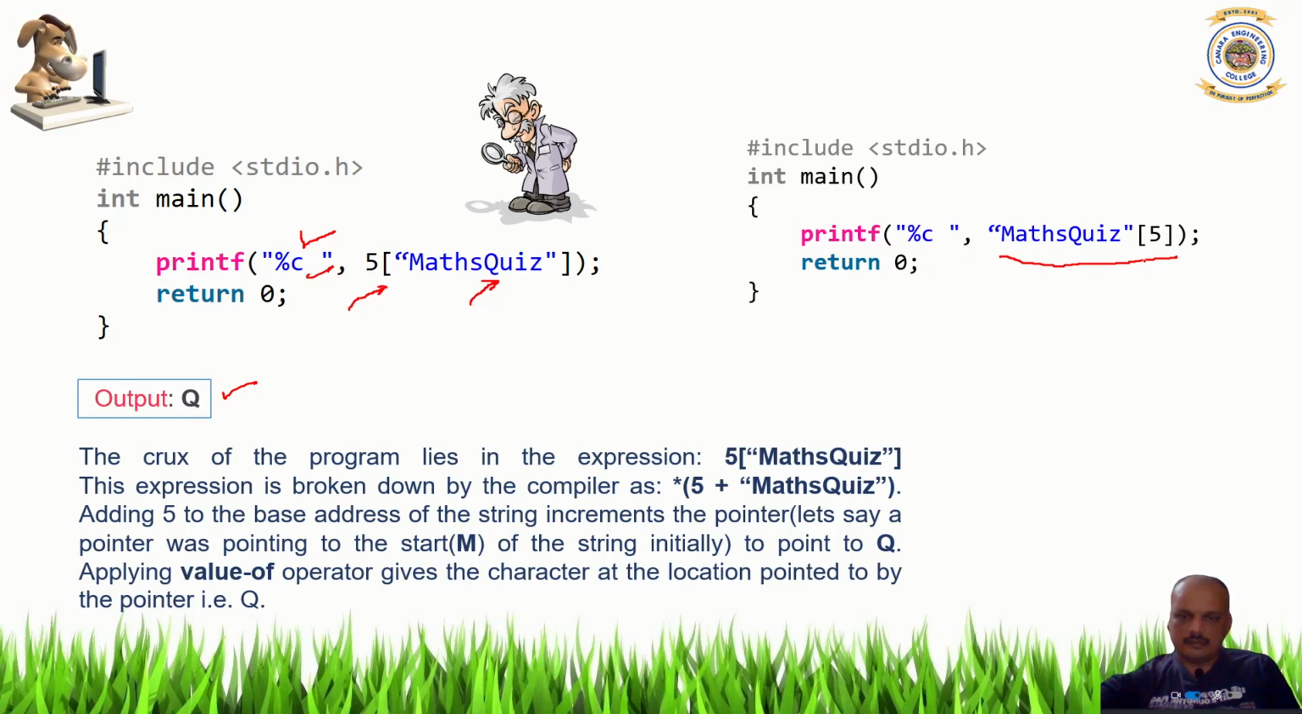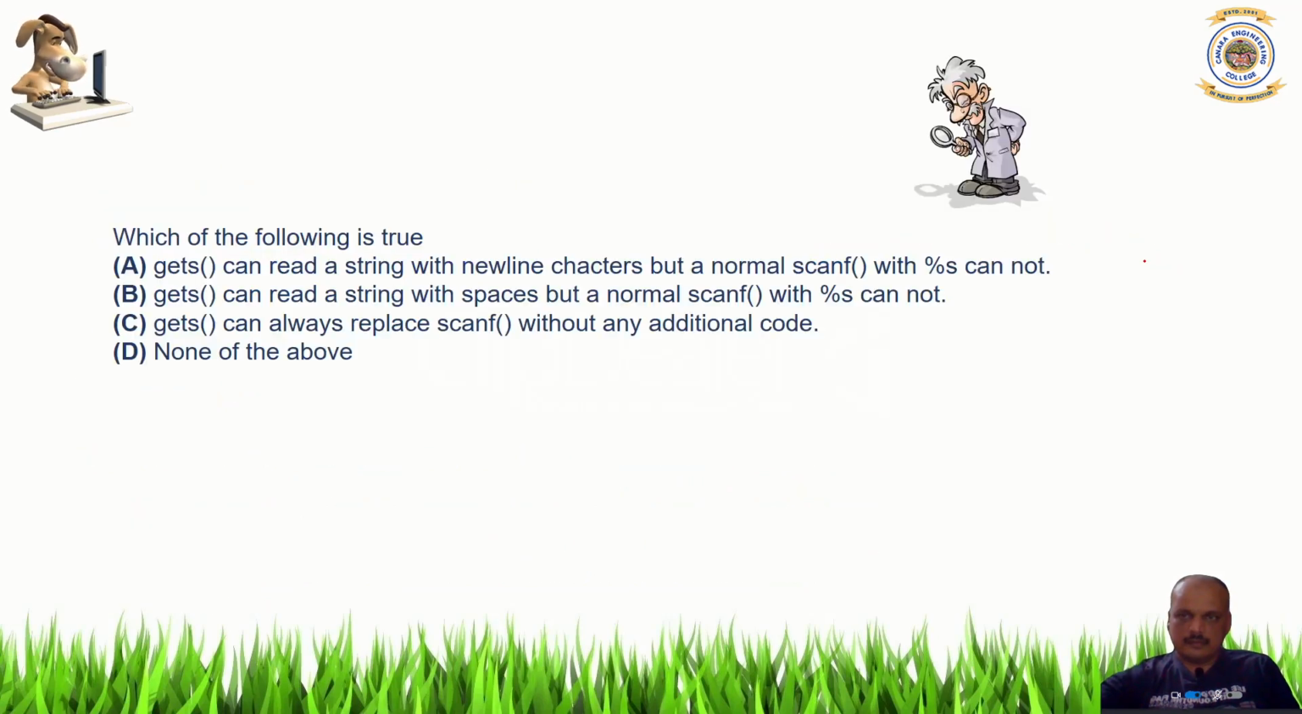Okay, go through these 4 statements and tell me which of them is true. First one, gets can read a string with a new line character but a normal scanf with %s cannot. The second, gets can read a string with spaces but a normal scanf with %s cannot. The next one is gets can always replace scanf without any additional code. And the last one is none of the above.